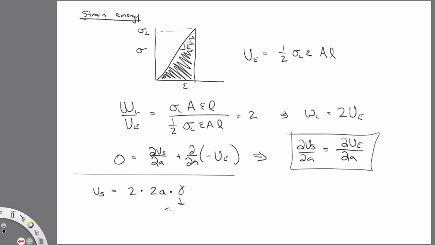So this is something called specific surface energy, times the width. So if we divide by the width so that we have the energy associated with creating new surfaces divided by width, then that's equal to 4A gamma.